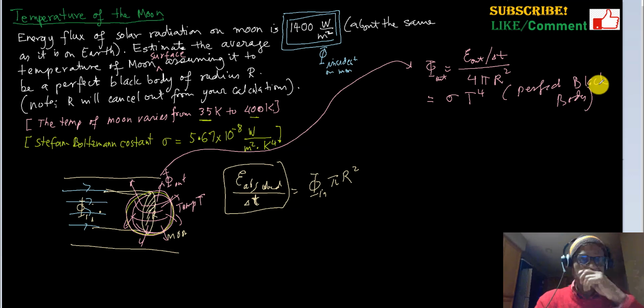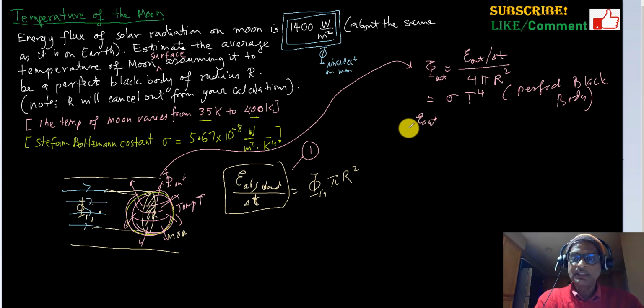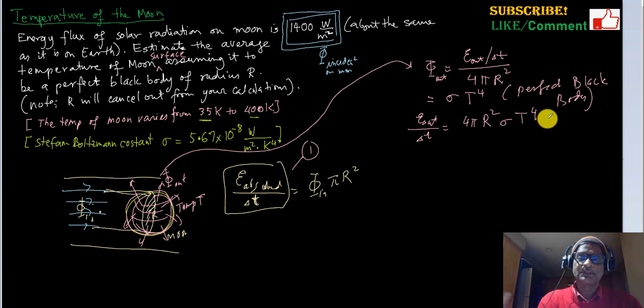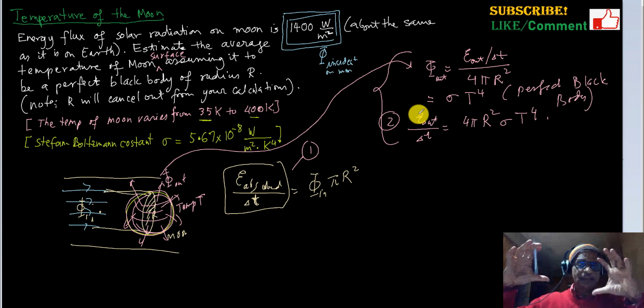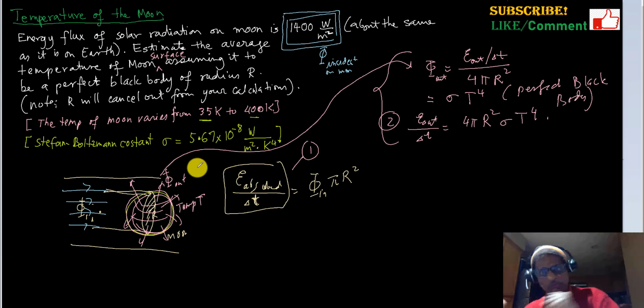We just assume that, and sigma is the Stefan-Boltzmann constant, which is given here. So we can solve this for E out. How much energy is coming out of the entire moon per unit time is going to be 4 pi r squared sigma T to the power 4. So this is the second equation. This is based on energy coming out, and the first is based on energy getting absorbed.